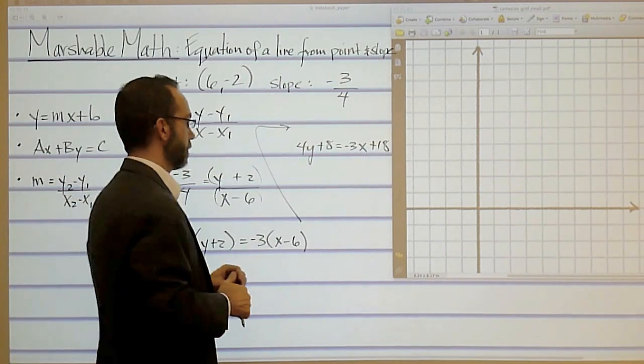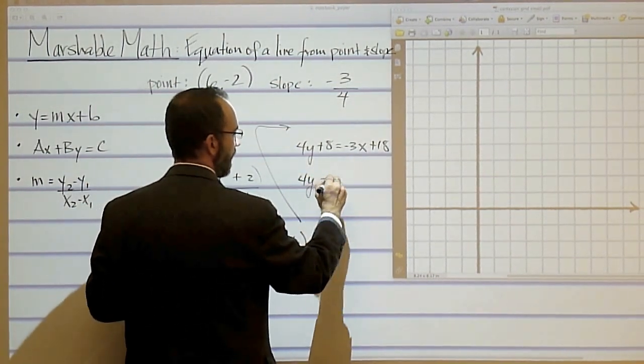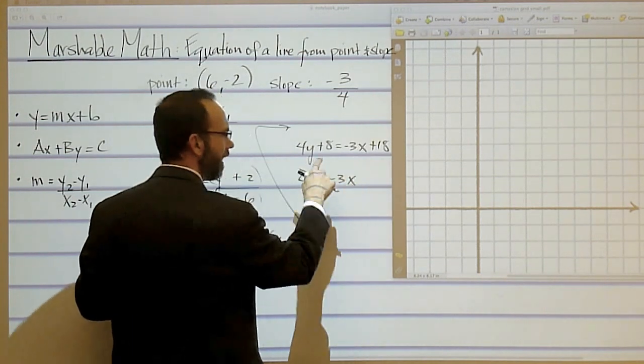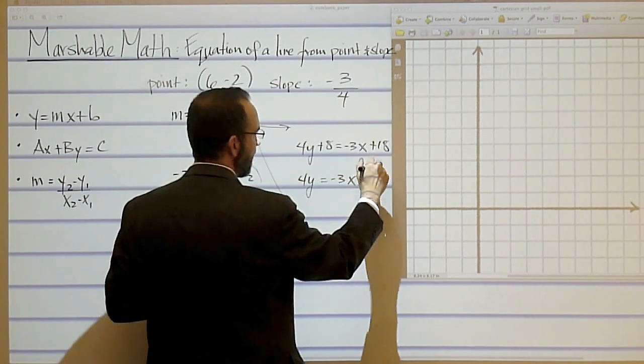With me so far? Okay, move the 8 over. 4y is equal to negative 3x. How did I move the 8? I subtracted it from both sides. So plus 18 minus 8 would be plus 10.